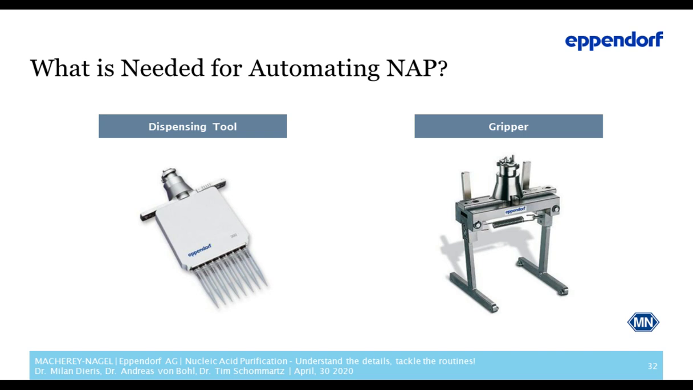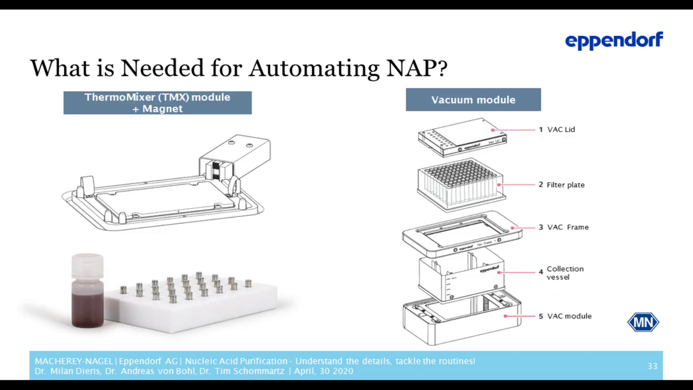What you also need on your liquid handler is some sort of gripping or transporting device, because no matter if you're doing magnetic bead-based extraction or a silica-based extraction, you will have to transport plates to a magnet and back, or you have to position stuff onto a vacuum unit or something similar. So this is the thing that you need no matter if you're automating your silica-based workflows or your magnetic bead-based workflows.